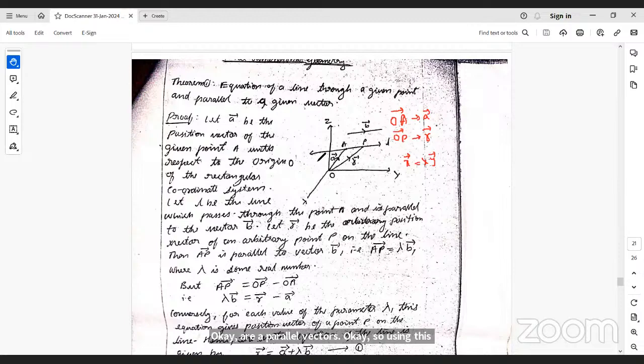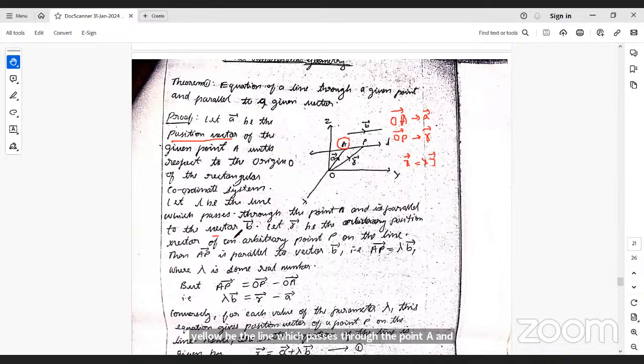For the proof, the figure is very important. Without the figure, if you try to write the proof, you don't get any marks. So first you need to draw the figure, and then using the figure, we can prove the result. Here the first statement we write is: let A be the position vector of the given point A with respect to the origin. Next, similarly, let L be the line which passes through the point A and is parallel to the vector B.